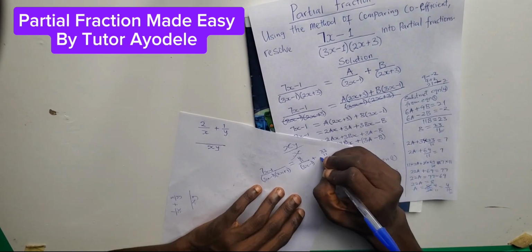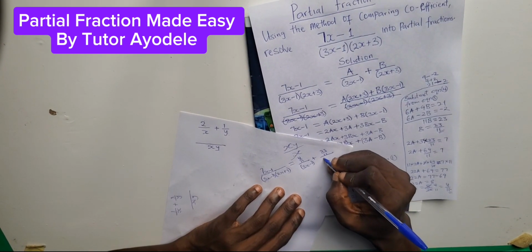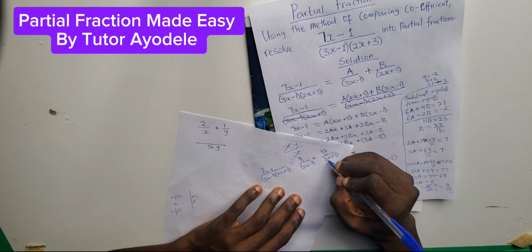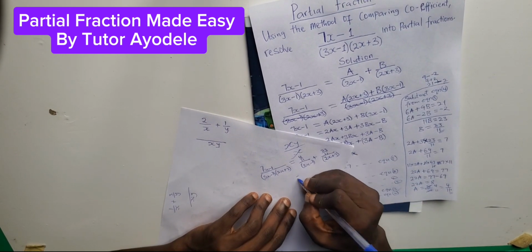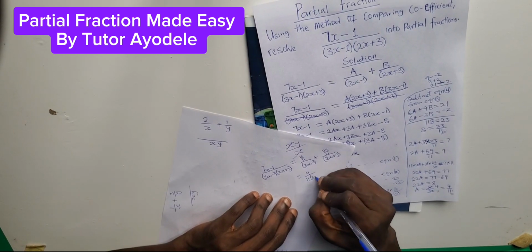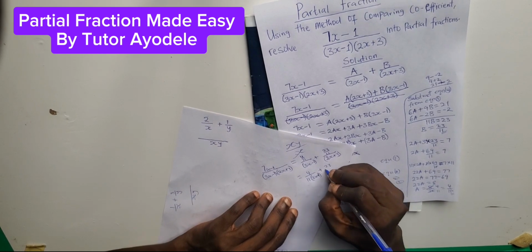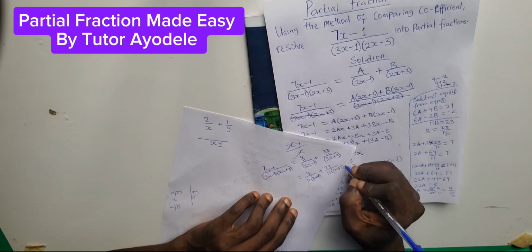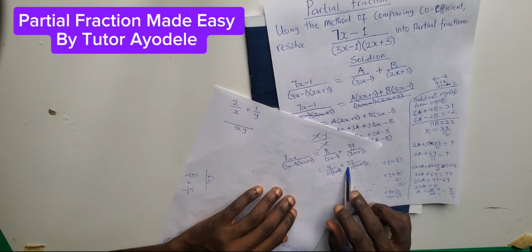23 over 11 all over 2x plus 3. So I can further resolve this to be 4 over 11 into bracket 3x minus 1 plus 23 over 11 into bracket 2x plus 3. So that is our final answer. Our final answer is equal to this.